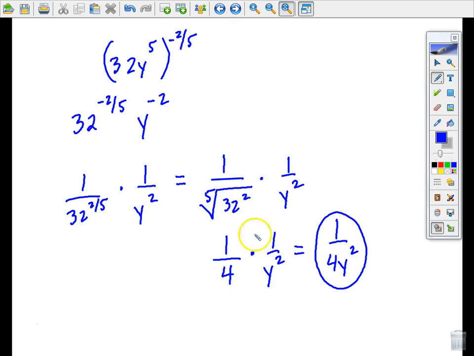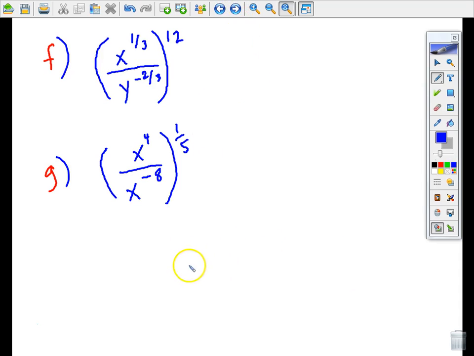All right, just a couple more examples. For letter F, this is division, so we have division in the parentheses and this fraction in the parentheses being raised to the 12th power. So I apply that same rule. Each of these parts, x to the 1/3, needs to be raised to the 12th. So that's x to the 1/3 times 12 power, which is x to the 4th.